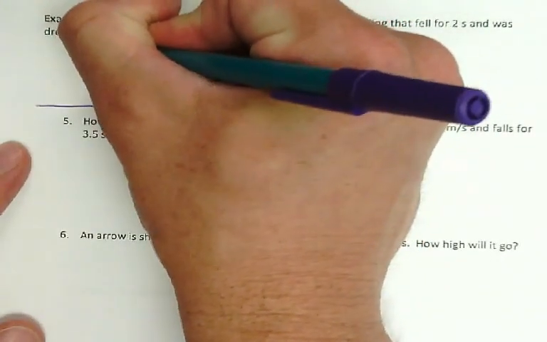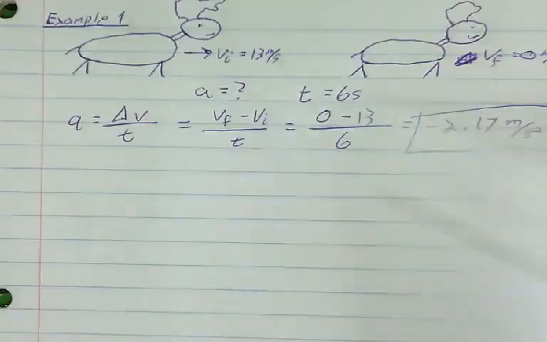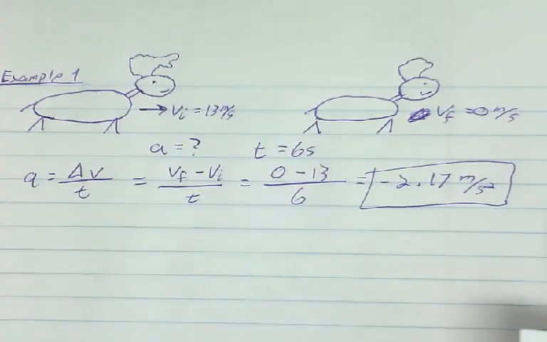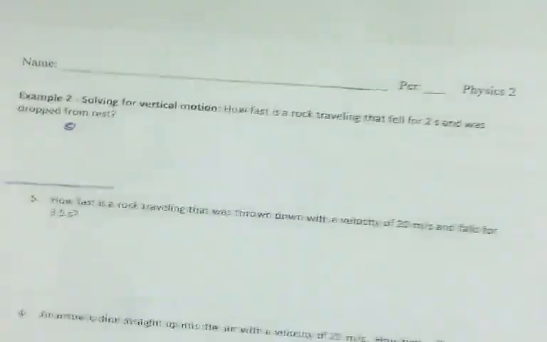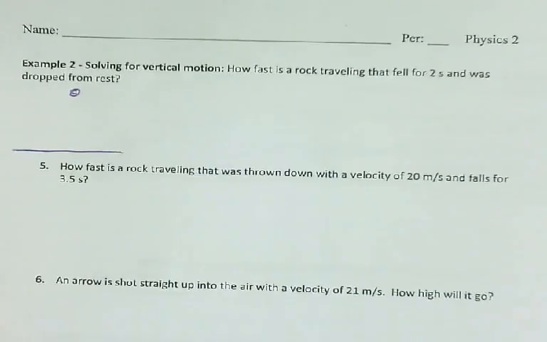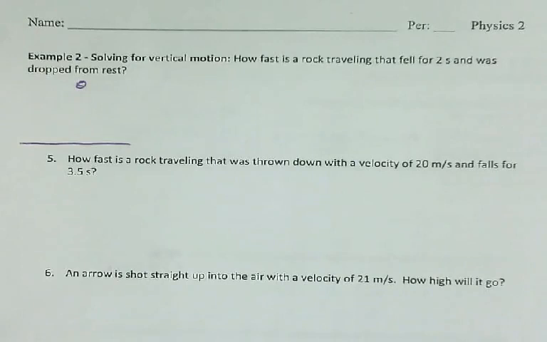In the front page, we're always making right positive and left negative because that's how it's always working. Okay. However, on these ones, you have to be careful on what direction is positive and what direction is negative because it's going to make a difference. So how fast is the rock traveling that fell for 2 seconds and was dropped from rest?